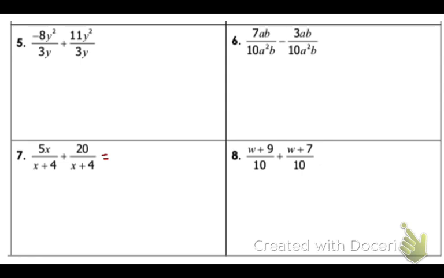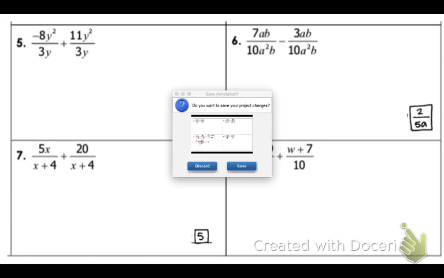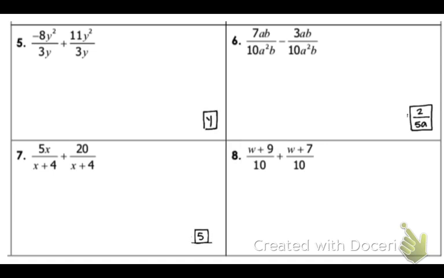Numerators, combine them. 5x and 20, you cannot put those together. These are not like terms, so you're going to have to leave it alone as 5x plus 20 over x plus 4. But if you notice this, you can actually factor something out. So I'm going to factor out a 5. And then I'm left with x plus 4. These cancel out and you're left with just 5 here. And let me just make sure that answer matches. And it's 5.